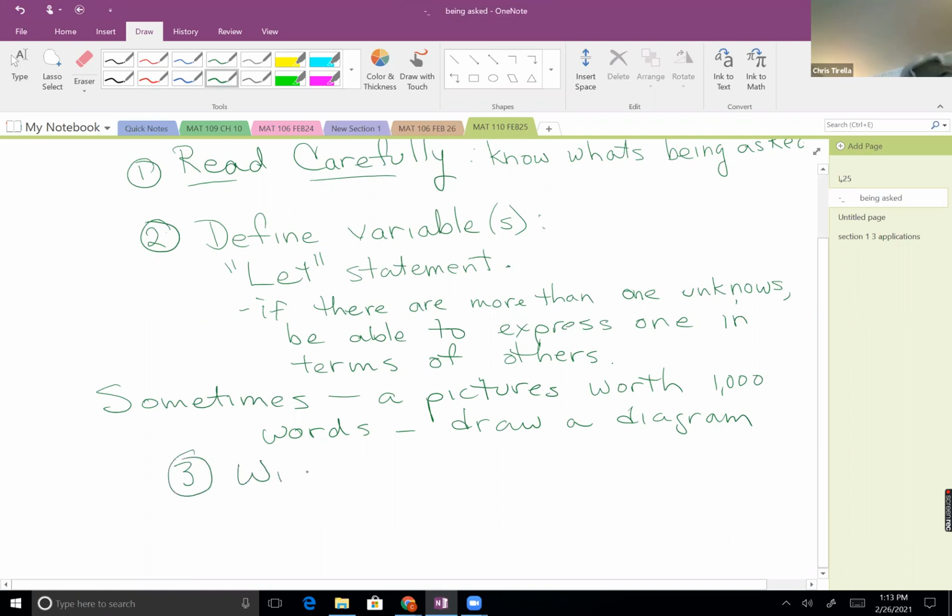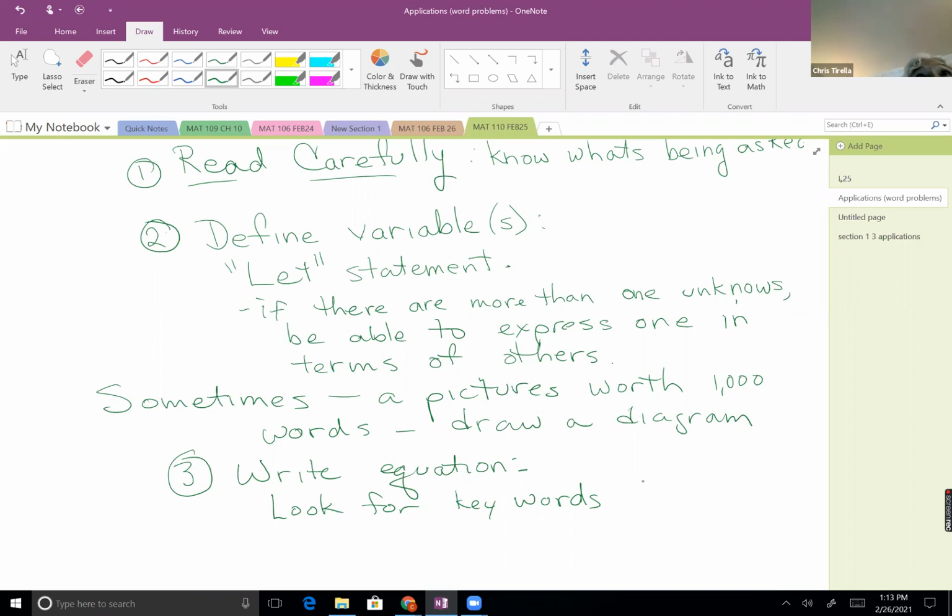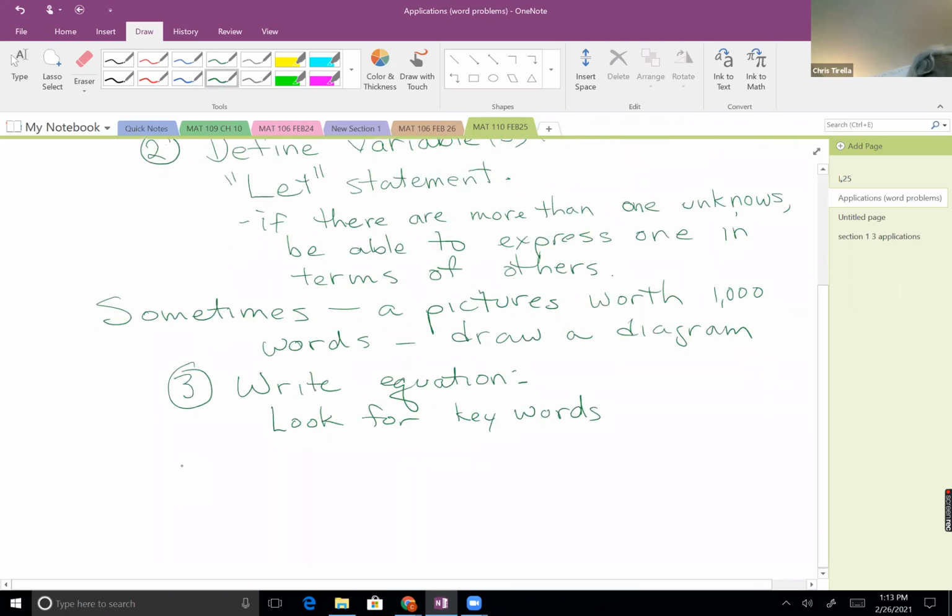Then we're going to write an equation. When we do that, we want to look for keywords. Things like sum means add, difference means subtract, of, especially if we're looking at percents, tells us to multiply, and so on. Once we've got that equation written, we're going to solve our equation.